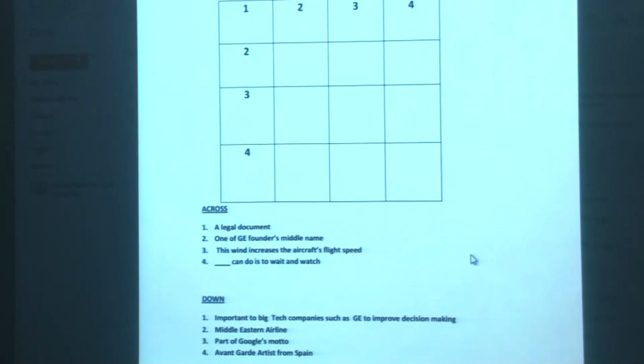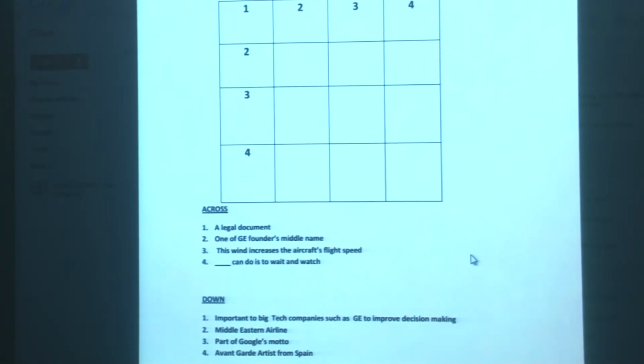Alva comes. This wind increases the aircraft's flight speed. Do you know what wind increases the aircraft's flight speed? Do you know which wind decreases the aircraft's flight speed? Headwind. So what wind increases it? Tailwind. So that's tailwind.